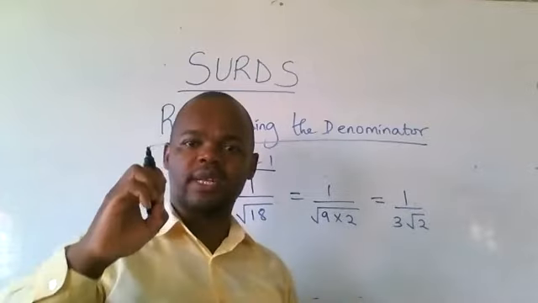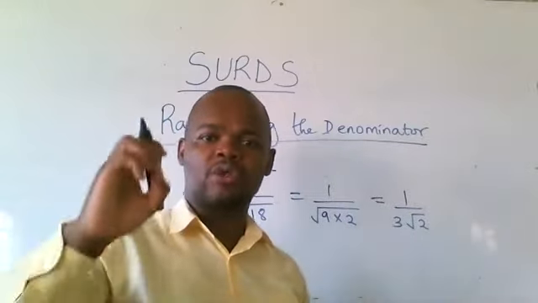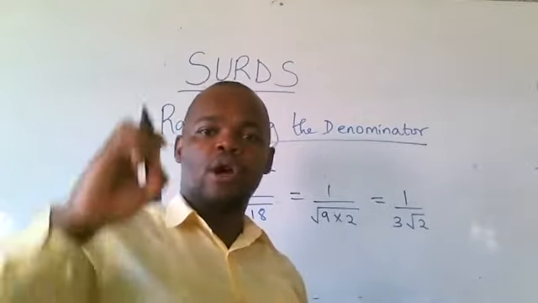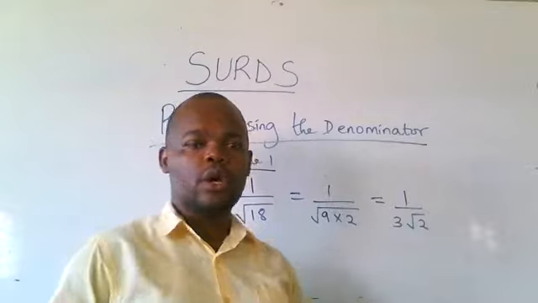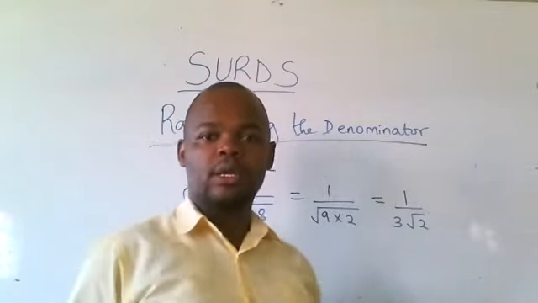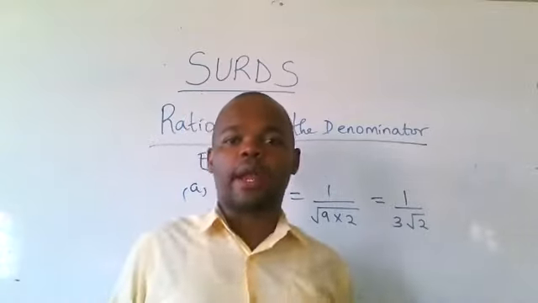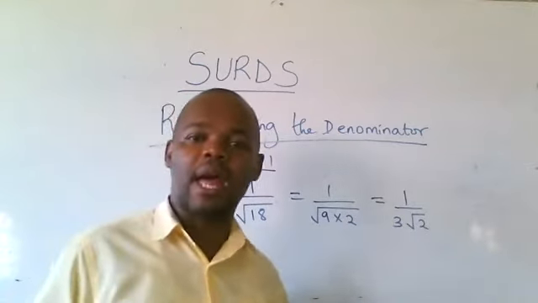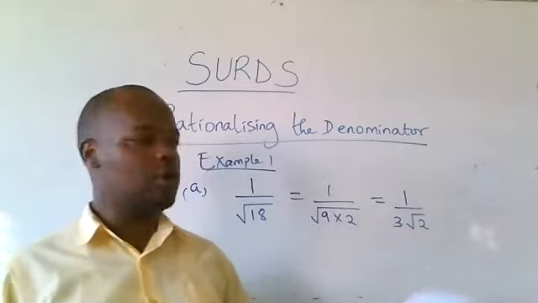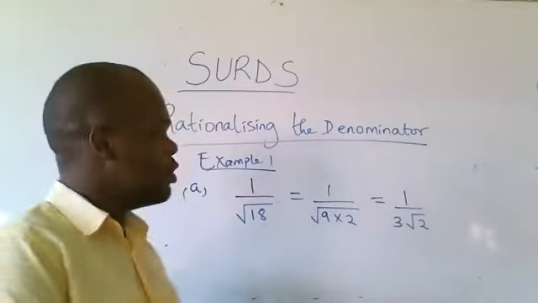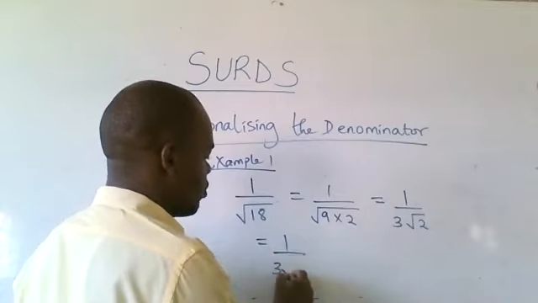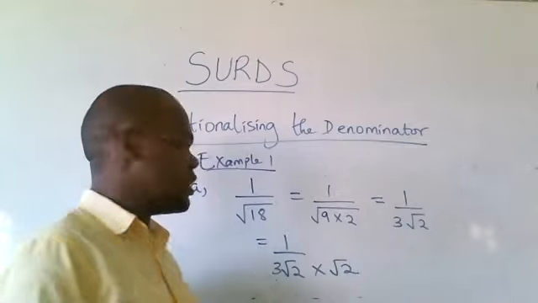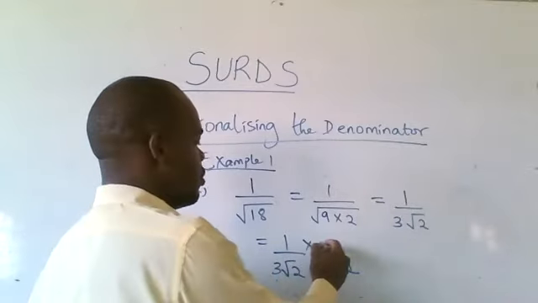So that square root of 2 is a surd because we don't have an exact root. A surd is an expression which does not have an exact root. So when we are rationalizing the denominator, we want to express it in a form that there is no surd in the denominator. So we take 1 over 3 square root of 2 and multiply by square root of 2 to remove that surd in the denominator, and whatever you do to the denominator, you also do to the numerator.